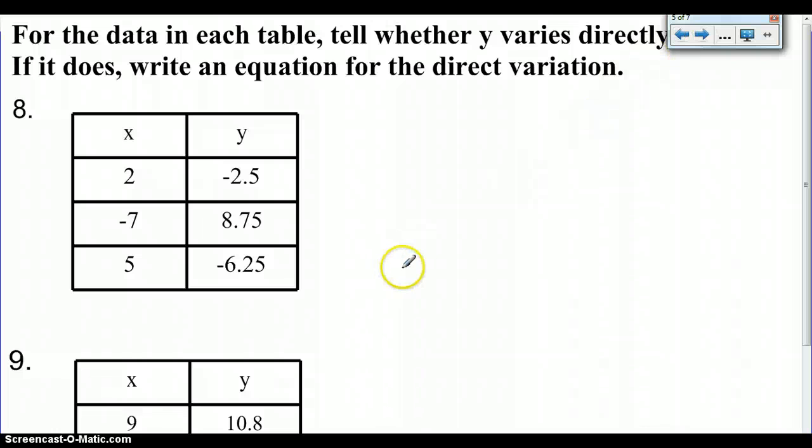Let's move on. So for these ones, for the data in each table, tell whether y varies directly with x. If it does, write an equation for the direct variation. So for this one, we're going to take y over x for each one of these ordered pairs. And then if it comes out with the same slope, then we're going to have a direct variation.